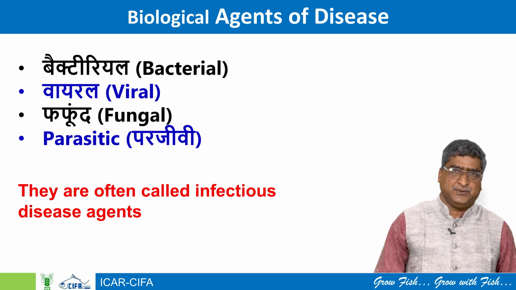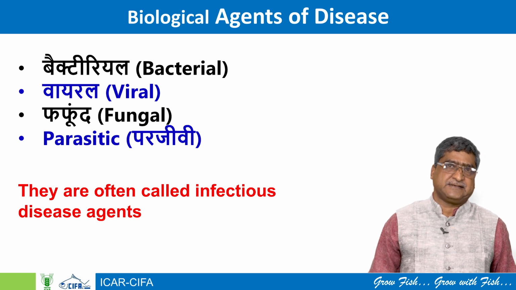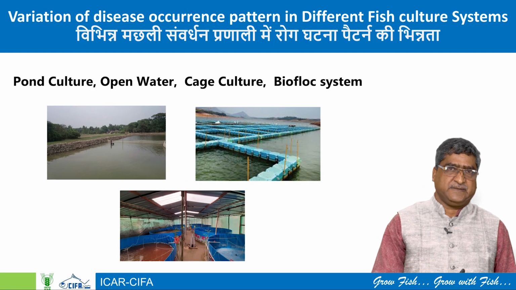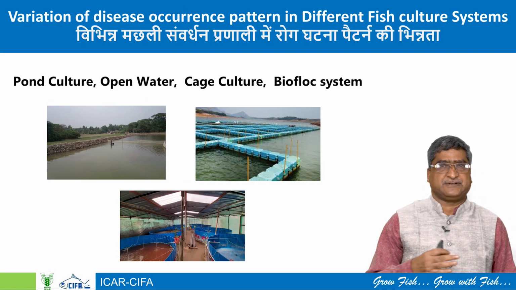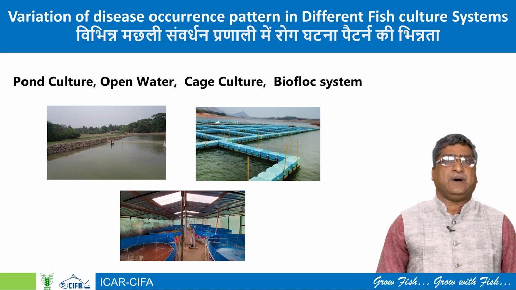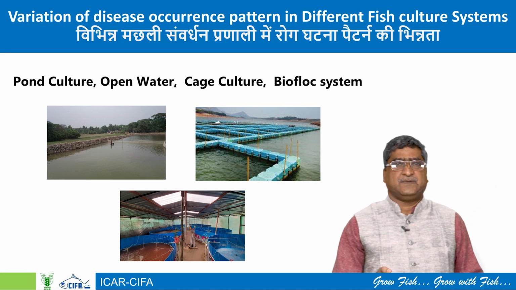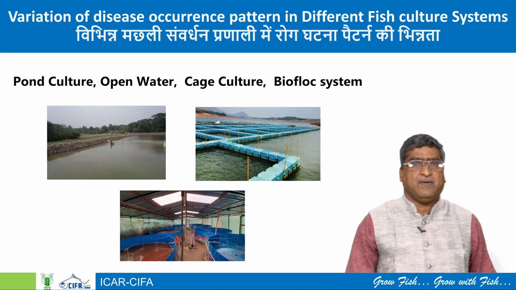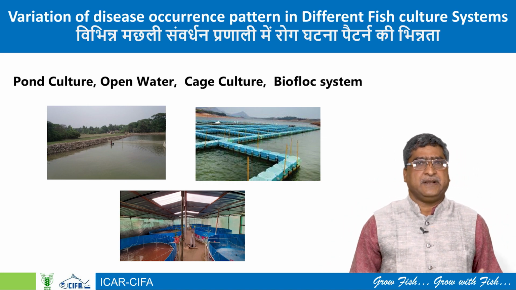But it is very important to know that the disease pattern is different in different culture systems. In a pond culture system, it is different. In an open water system, it is different. In pen culture or cage culture, it is different. In a biofloc system, it is different. So what are the differences? Normally, in a culture system, the water quality parameters are very, very important.